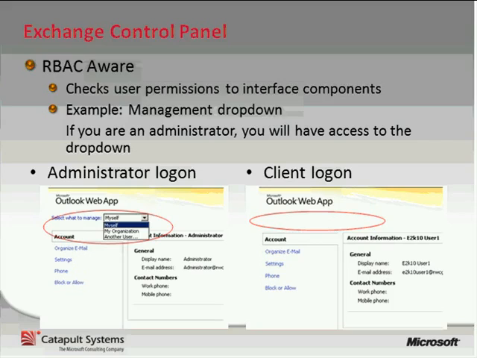This is great for an administrator, but if I'm a client who doesn't have those permissions, I shouldn't even see that drop-down. And on the right side there, you can see that they don't. This limits confusion and only grants people access to the proper scope.